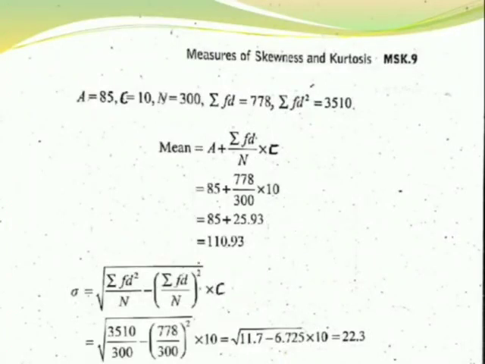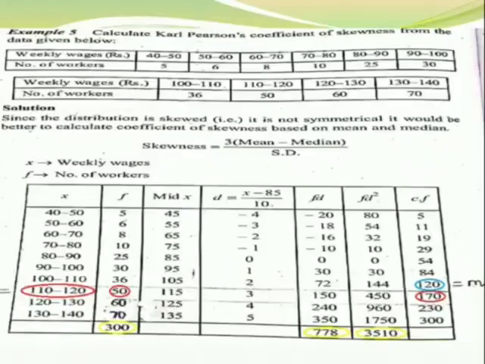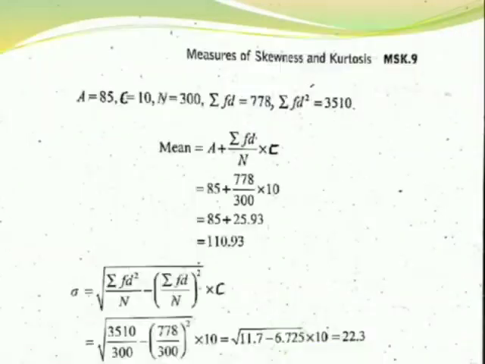So the A value, the assumed mean, is 85, and summation FD is 778. If we add all the values in FD, you will get 778. If you add all the values in FD square, you will get 3510. And if you add all the frequencies, you will get 300. Now we are substituting: summation FD is 778 divided by total frequency N, which is 300, into class interval 10. If we solve this, you will get 110.93, which is your mean value.